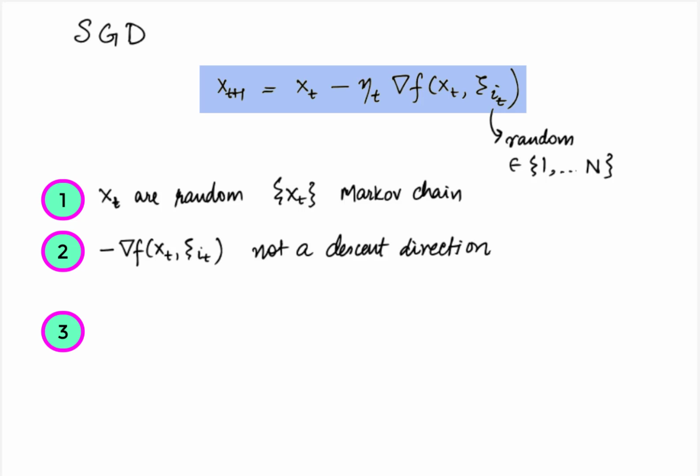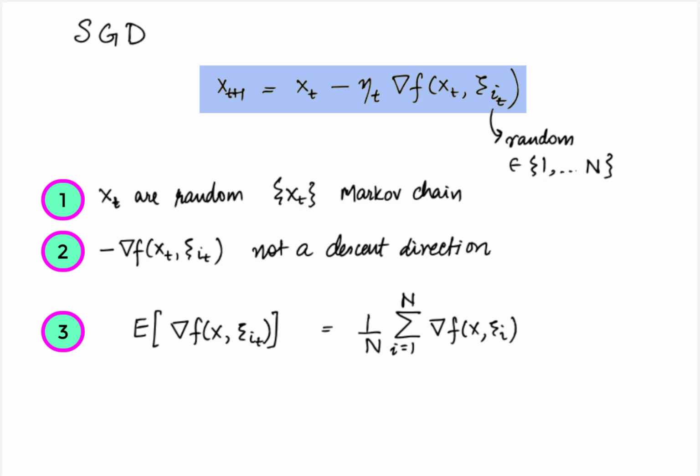Thirdly, since i_t is picked uniformly at random from the index set 1 to n, the expected value of the gradient, E[∇f(x, ξ_{i_t})] for a given x, is equal to 1/n times the summation from i = 1 to n of ∇f(x, ξ_i), which is equal to the gradient of capital F of x. So we can see that we are going in a direction that is the descent direction on average, or in expectation.